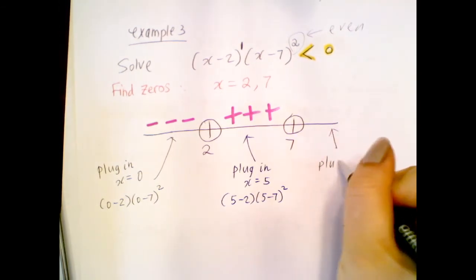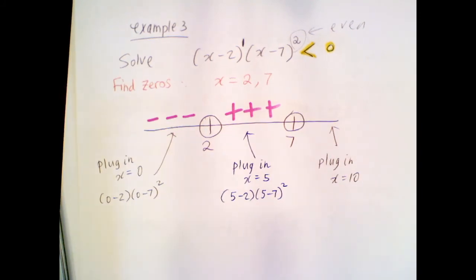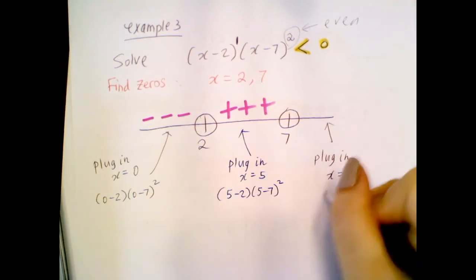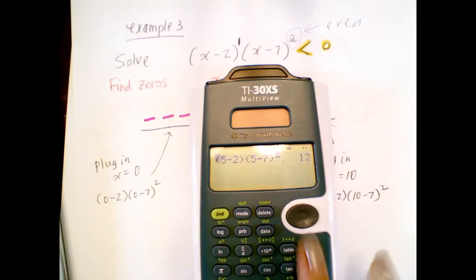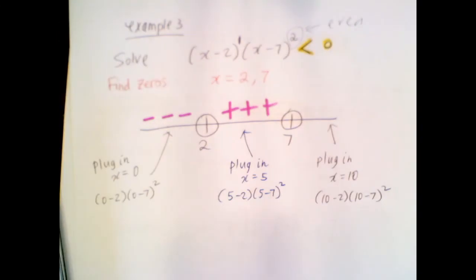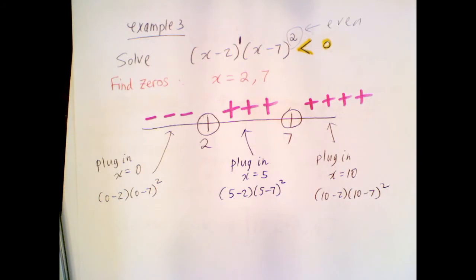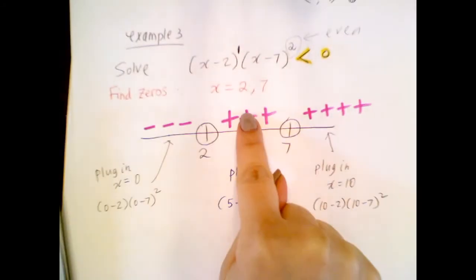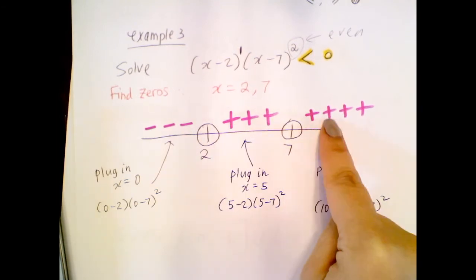Let's see. Plug in a number that's greater than 7. I'm going to use 10. I'm just going to plug in a random number that's bigger than 7. And I picked 10. 10 minus 2 times 10 minus 7 squared. What's that going to be? And look, that came out to be a positive number. So the signs here are going to be plus, plus, plus. So see, this is a case where the graph did not cross to the other side. It just touched the 7. This is where it was 0 and went right back up.